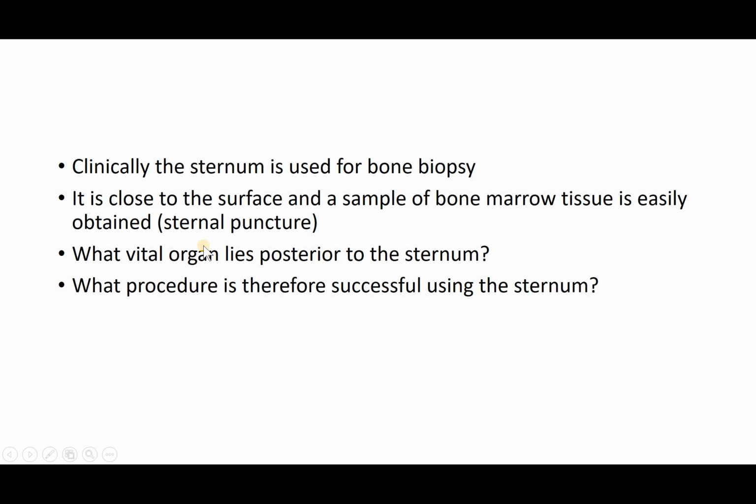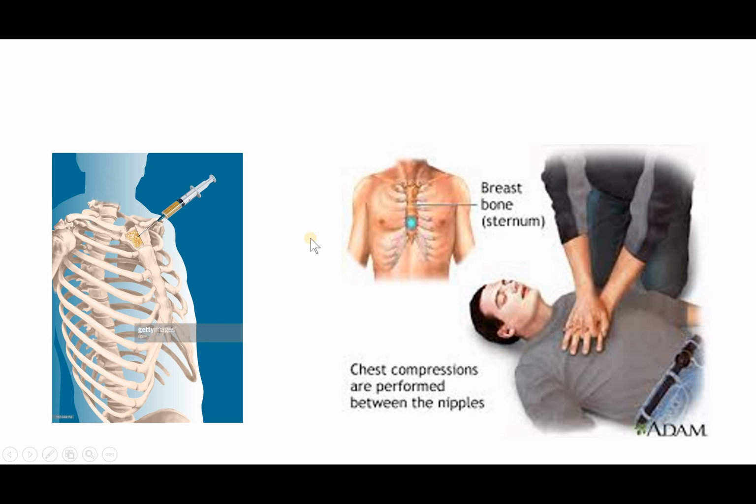Okay, question here. What vital organ lies posterior to the sternum? The answer would be the heart. And what procedure is therefore successful using the sternum? And that would be a variety of answers. One is CPR. That's the best answer for this one. Okay, here's a picture, an example of a sternal puncture where they go in, extracting tissue and bone marrow. And then here's your chest compressions for CPR using the sternum for that.